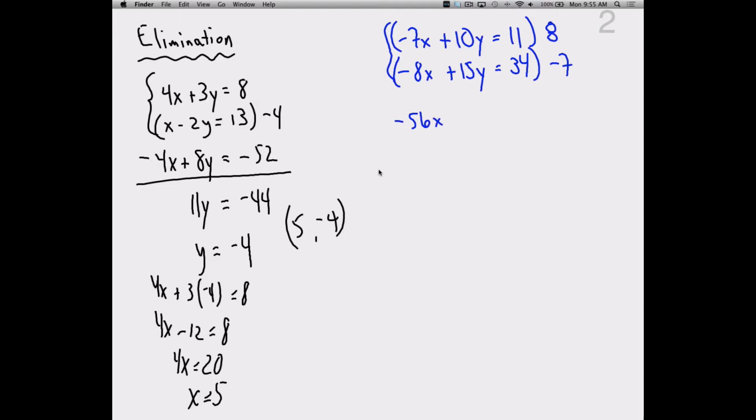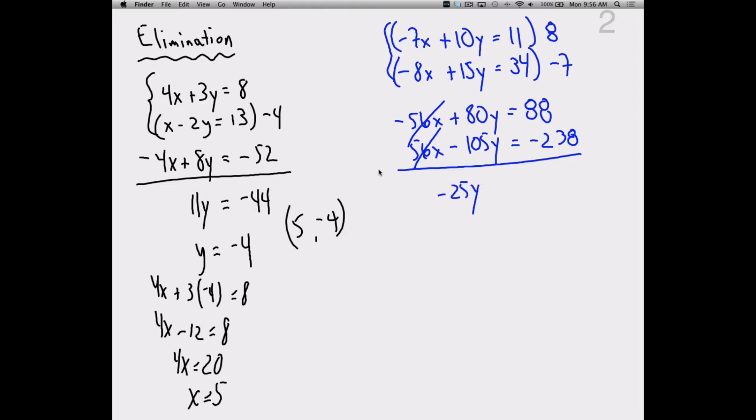-56x. You have to remember you multiply everything by this. Plus 80y equals 88. 56x minus 70y, and 238. Not yet. Negative 238. Don't be bashful. If you can't do that in your head, pick up your calculator. 0. Okay, so now, if Ashley has any idea what she's talking about, things should cancel. So when we add, remember we're adding, not subtracting. Whoops.